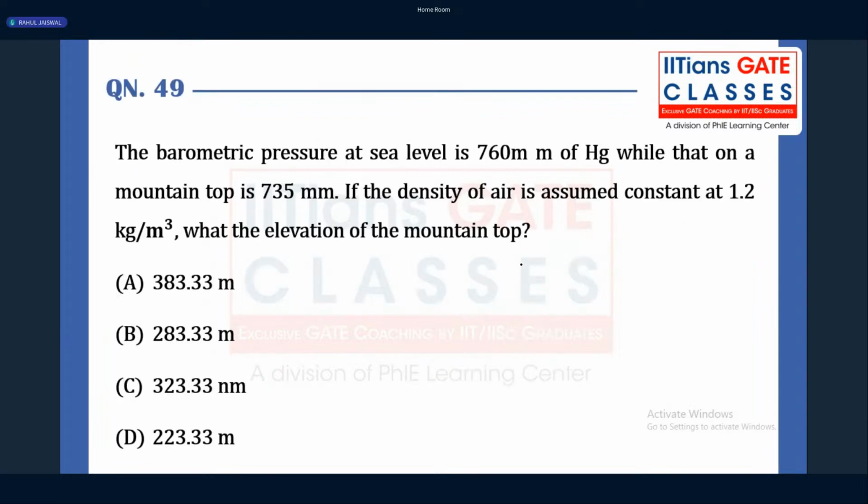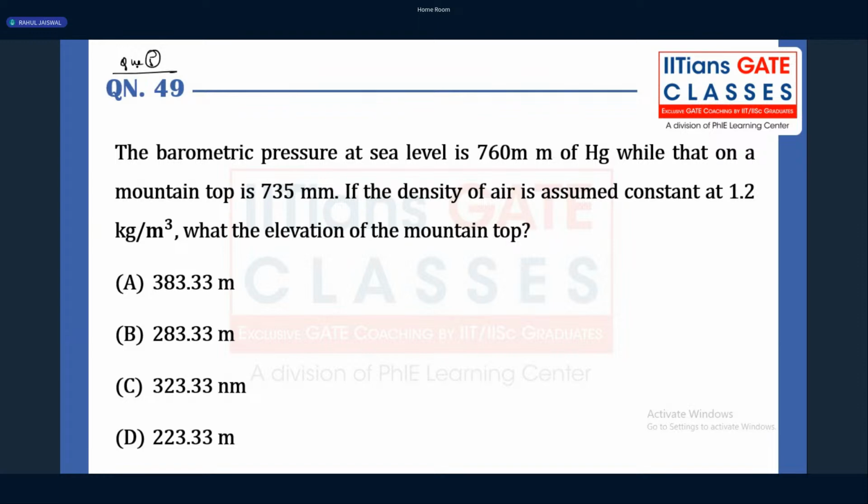Now, not only question number 49. Question number 5 for according to this particular session. So here, what we can do, we can read the problem.